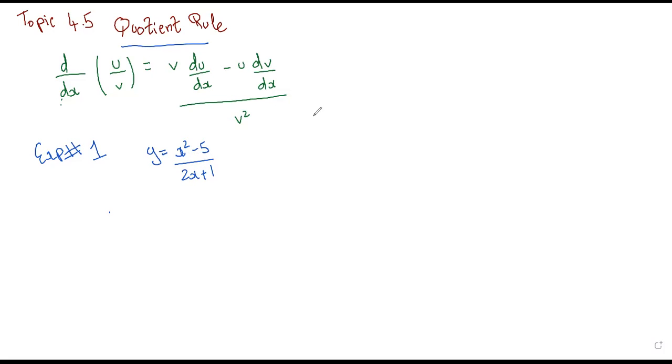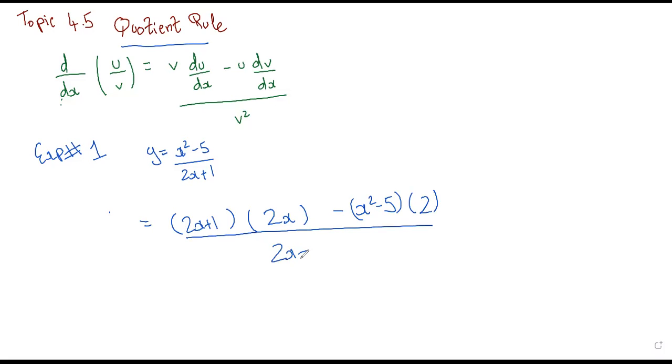We are already clear with what the quotient rule is, right, Ranjani? Yes. Okay, so what is v in this case? V in this case is 2x plus 1. Excellent. And what is the derivative of u? 2x. Very good. And u is x squared minus 5. Yes. And what is the derivative of the denominator? The derivative of the denominator is 2. Very good. Divided by 2x plus 1 whole square.